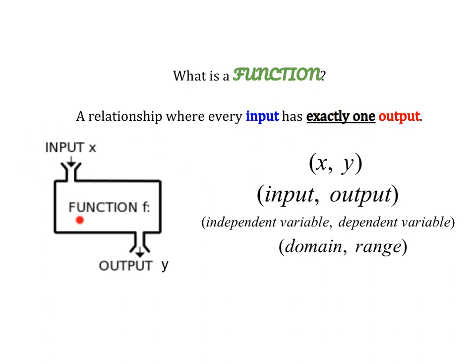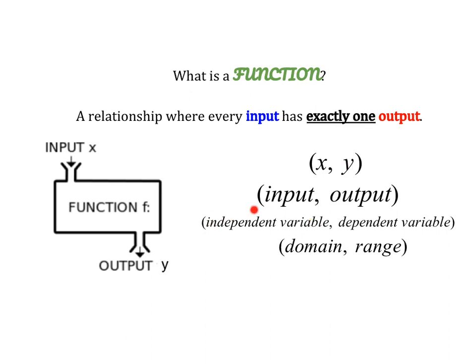You can see a little visual of it over here. We have an input, we put it into our little function machine, and it will spit out some output. In our equations, the input is going to be x. We take x, plug it into our function equation, and it spits out a y value. So x, y, input, output are totally interchangeable.